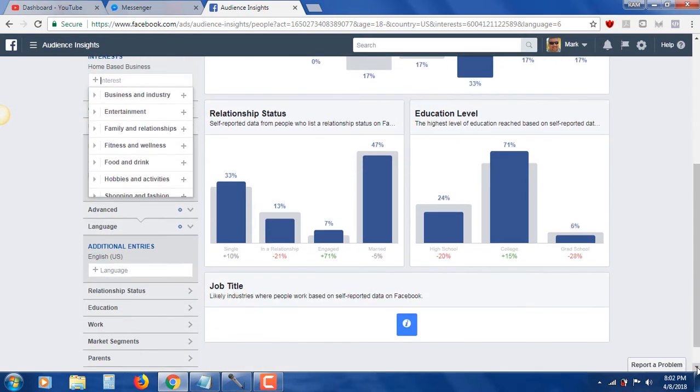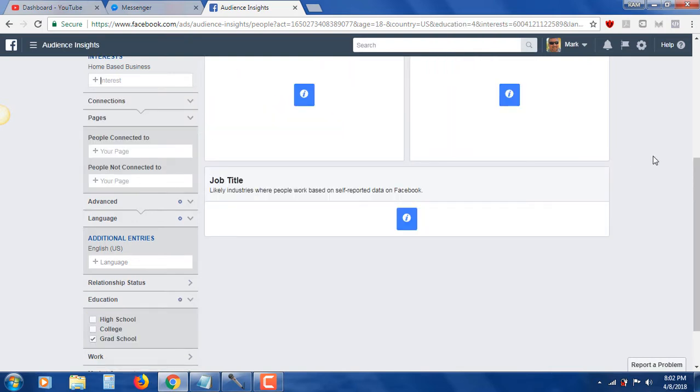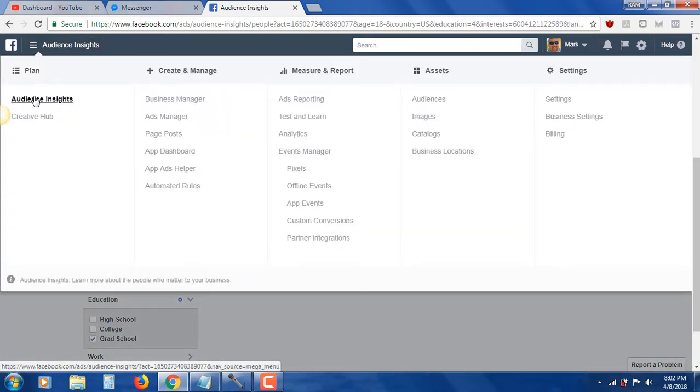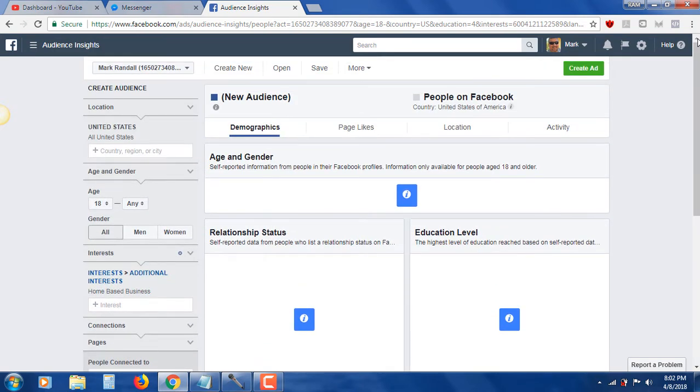And let's look at the education level. Single, 33%. But married, you're looking at 47%. Then you're also looking at college. 71% of the people that are doing this are educated, and they're looking to do something online. Okay? Now, once you have all of this information, and I hit a button by accident, sorry about that, it helps you get to a point where you can create your campaign based on all this.